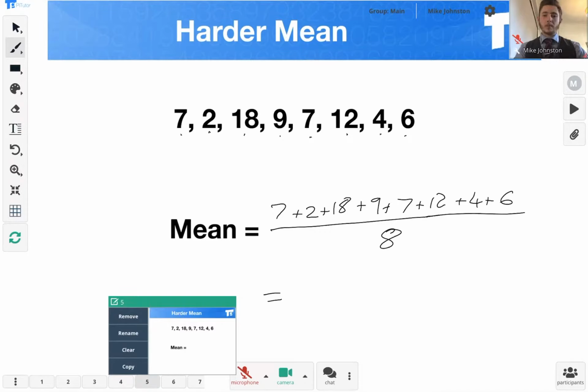So we've got 7 plus 2 plus 18 plus 9 plus 7 plus 12 plus 4 plus 6, all that over 8, and then we get 8.125, or you might have gotten 8 remainder 1 if you did that on paper and used bus stop method. Although if you remember from the first lesson, the basics, we do want to go to decimals when we do it in bus stop method, so either way you should be getting an answer of this.